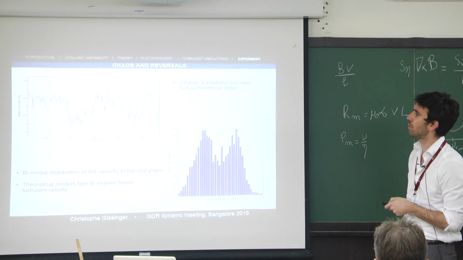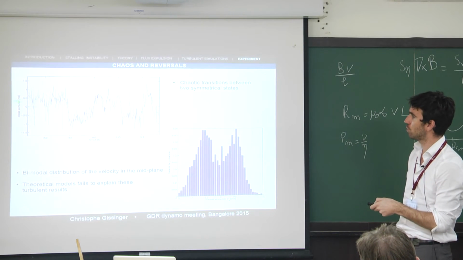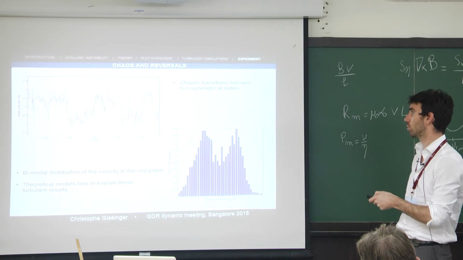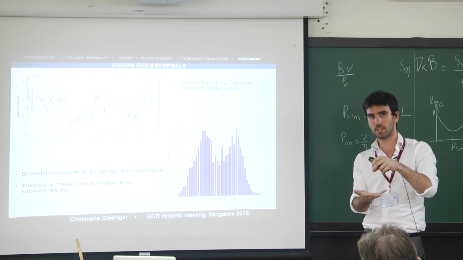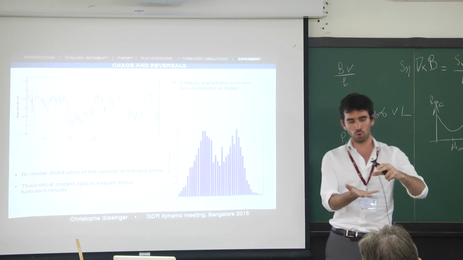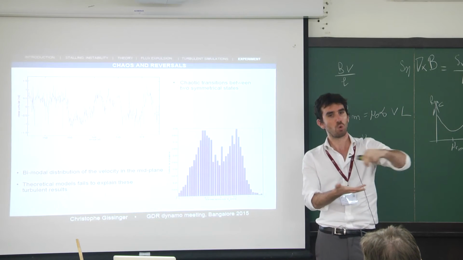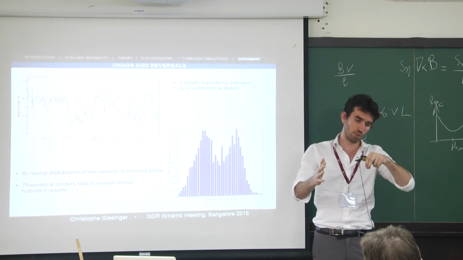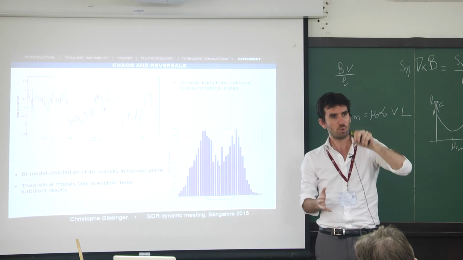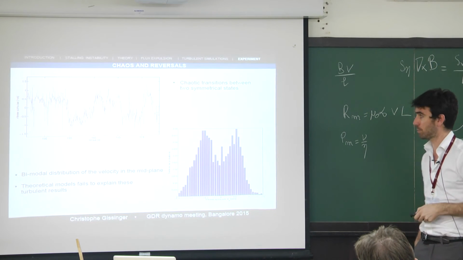And what you can see is very different from a zero velocity field. Actually, what happened is that we have chaotic reversals between the two symmetrical states, where for a given time the flow prefers to follow one of the disks, one of the waves, then suddenly stops and follows the other. So we have this kind of very unstable regime.